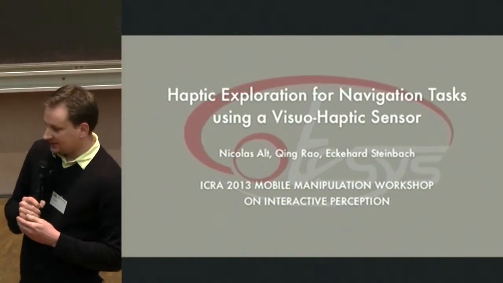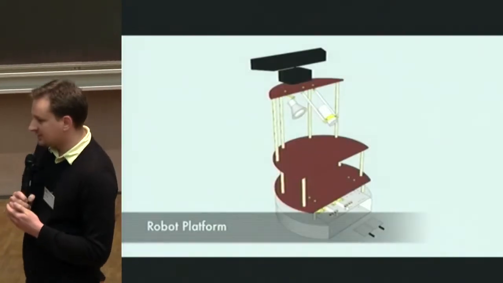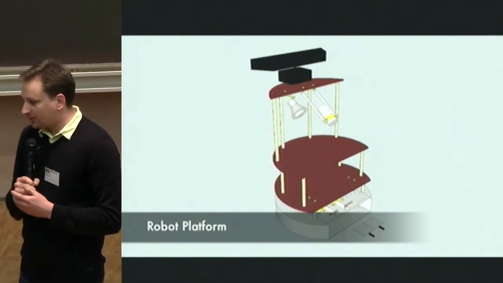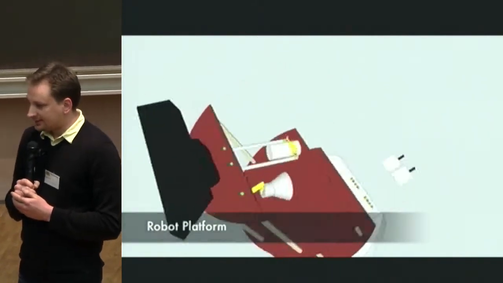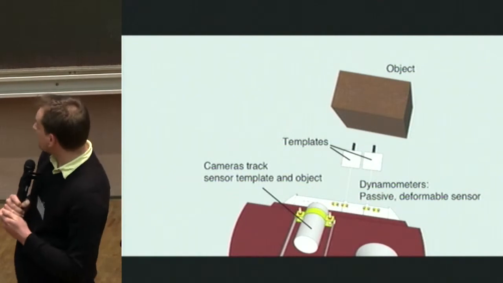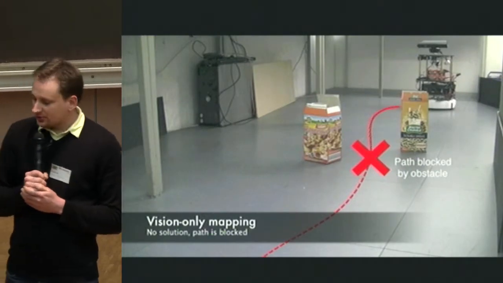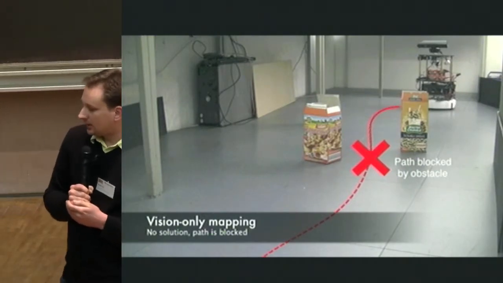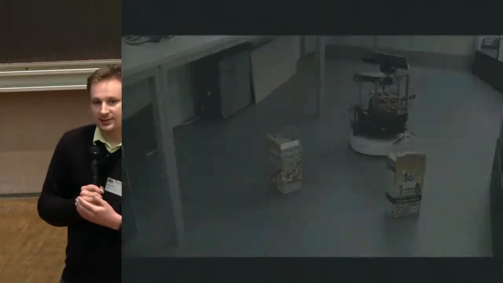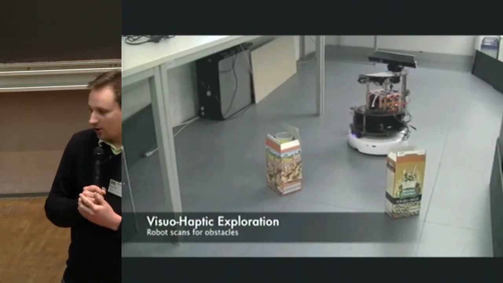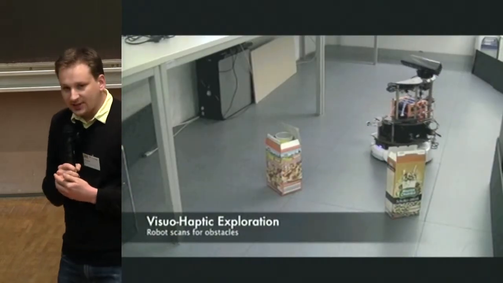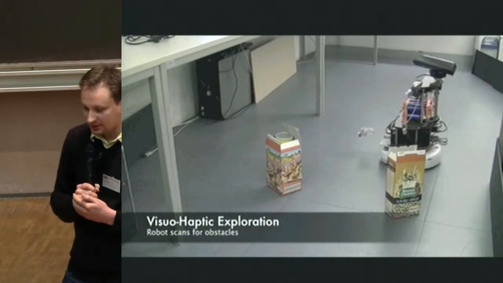All right, we'll first see a quick view of the system itself. So the important parts we have here is the webcam, which, as you can see, watches the scene, the object, and the sensor with templates on it. Now, if we have a vision-only system, we would have a situation like this, that a navigation path is blocked on a visual level, so we decide to explore these objects haptically.